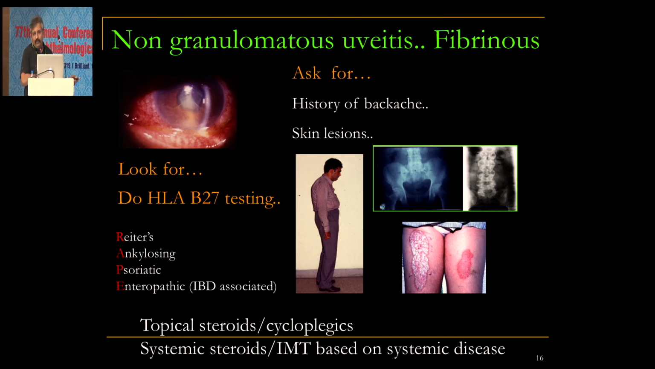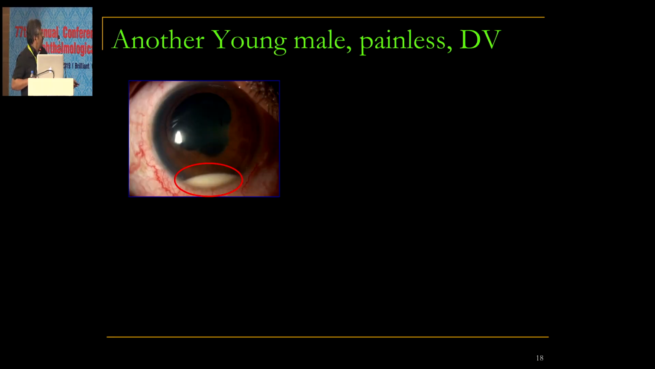When do you use systemic steroids or immunomodulators in patients with anterior uveitis? If there is associated ankylosing spondylitis or other HLA-associated diseases, in chronic anterior uveitis, even in anterior uveitis, you can use immunomodulator therapy.